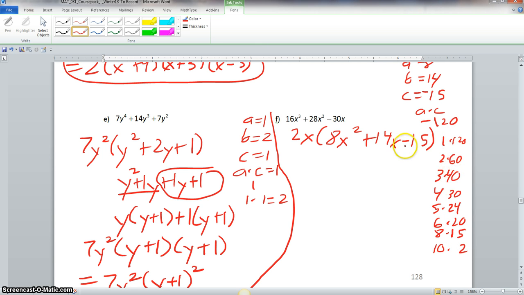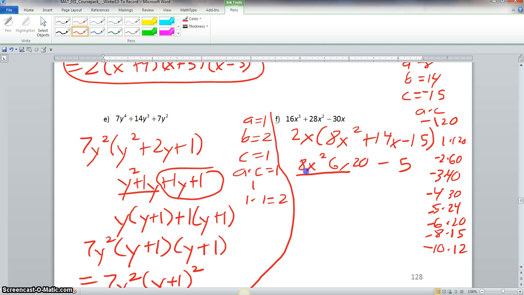Okay, now, here's the thing. Our A and C is negative, but our B is positive. So that means all of the lower numbers are negative. And we look here. When we add these numbers together, we have to find what will give us a positive 14. It's this negative 6 and 20. So we would take 8x squared minus 6x plus 20x minus 15.